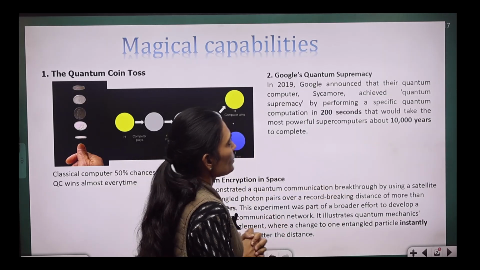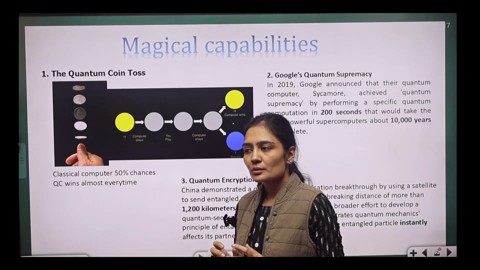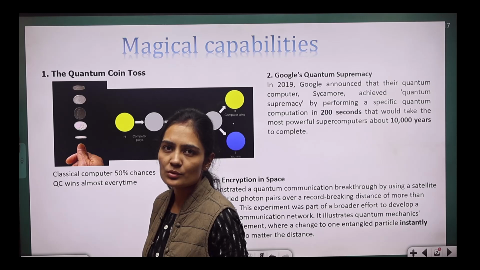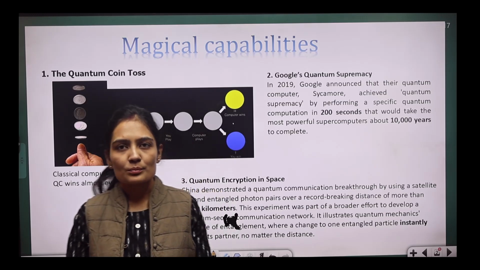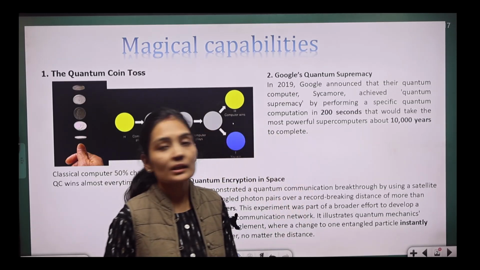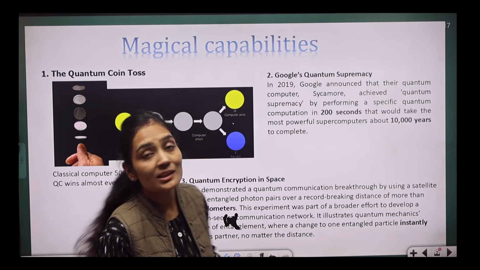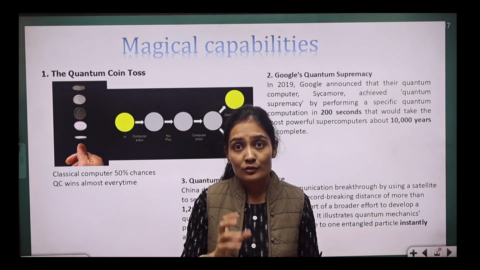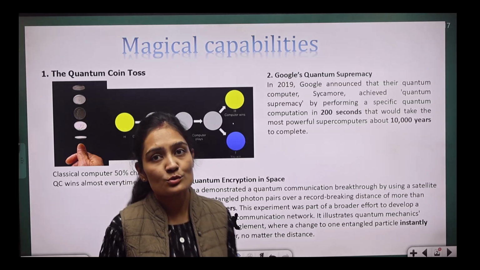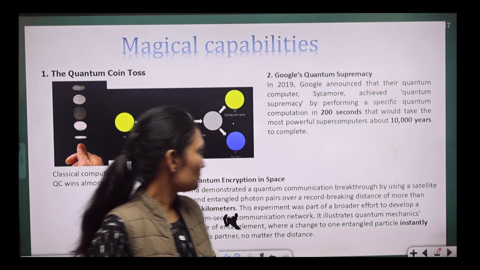There is another term which we call quantum supremacy. What is it? Well, a complex problem is solved by a quantum computer at a very high speed, which is unattainable by the supercomputer. Recently in 2019, Google announced that by using their quantum computer Sycamore, they have solved a quantum computation in just 200 seconds. And if you give the same problem to a classical computer, it will take 10,000 years to solve. Again, it shows how much potential a quantum computer has in it.